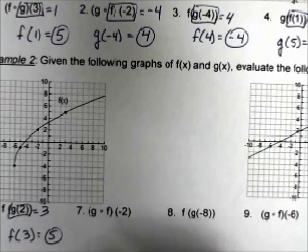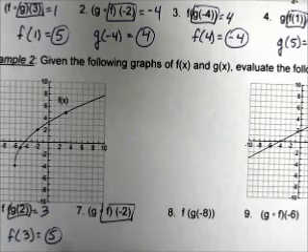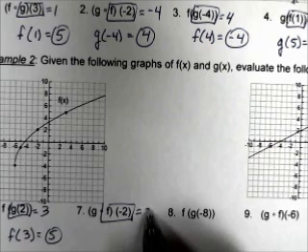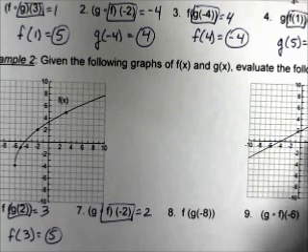Number 7, g of f of negative 2. So we do f of negative 2. Evaluate f of negative 2 is 2. And then g of 2. G of 2 is 3.